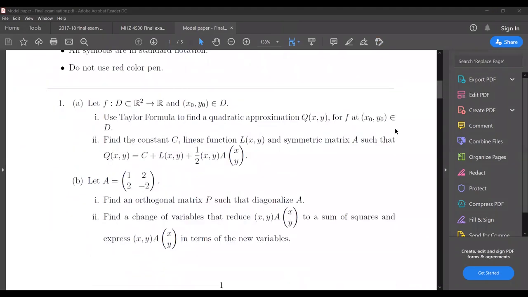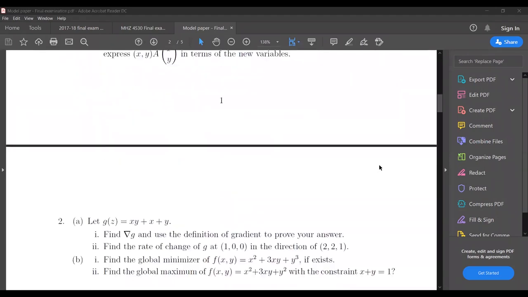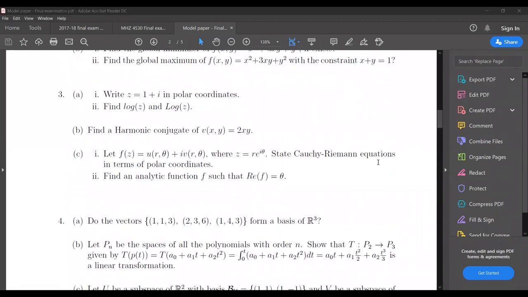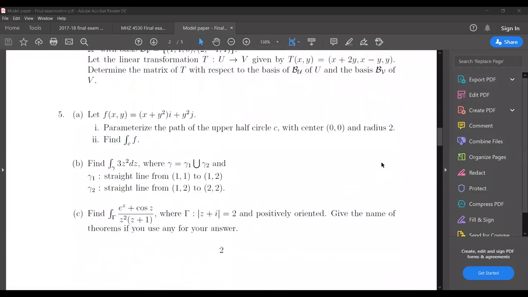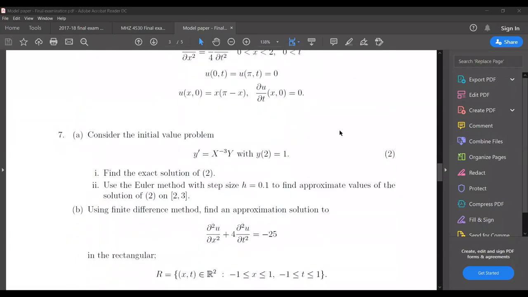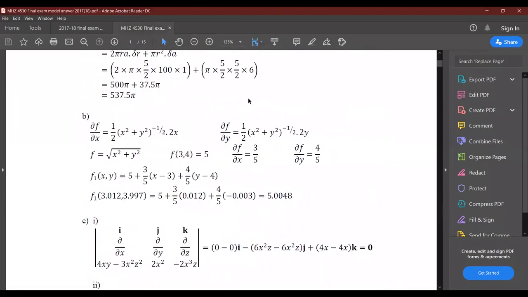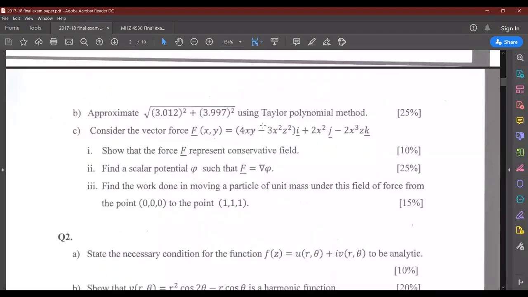This is the first question, completely different from our paper. This would be your second one, then the second, third and fourth. You can find it on the e-learn. Any questions up to now? Did you check the answer? Are you getting the same answer? Yeah, I checked it and I get the same answer.